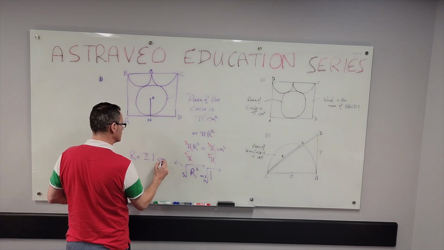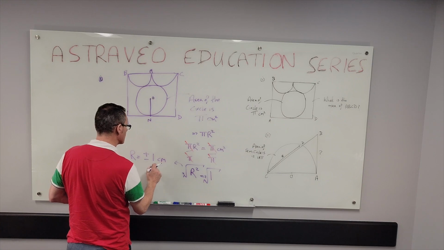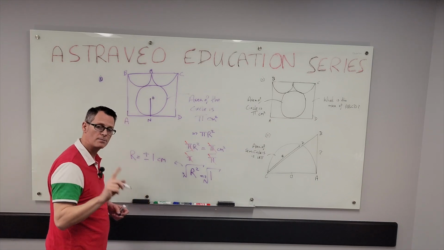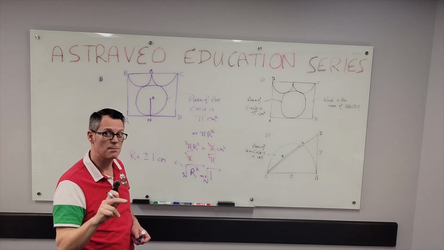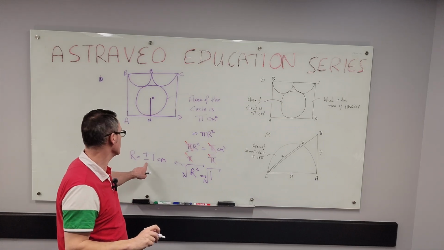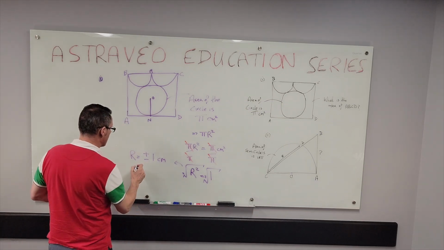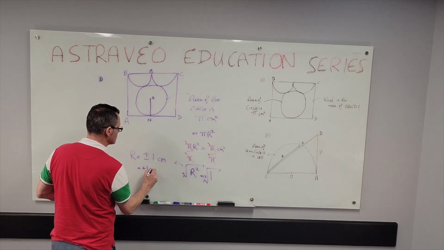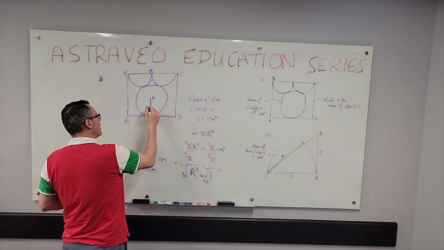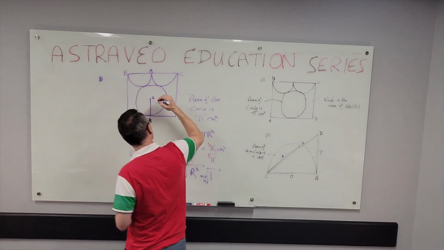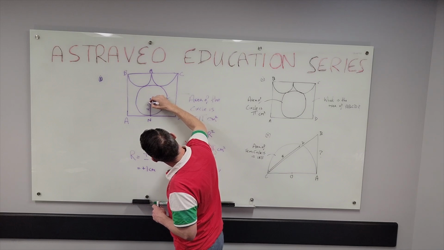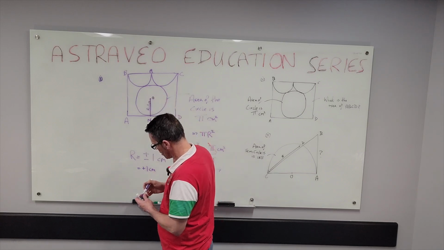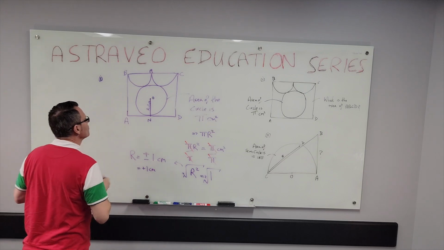Don't forget the units. I always try to remember those. Now, I put plus or minus 1 because if you remember, a plus times a plus is a plus, and a minus times a minus is also a plus. But you can't have negative distances, so it must be plus 1 centimeter. So now we have a fundamental measurement in this problem. R equals 1 centimeter. So we know a little bit more than we did before.